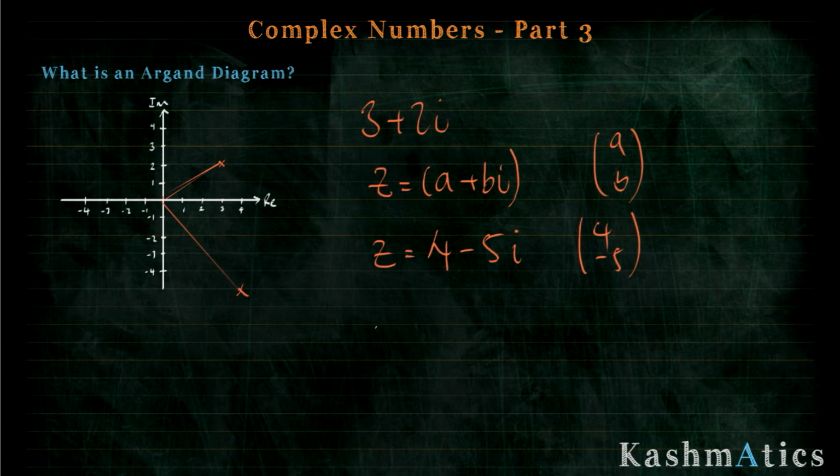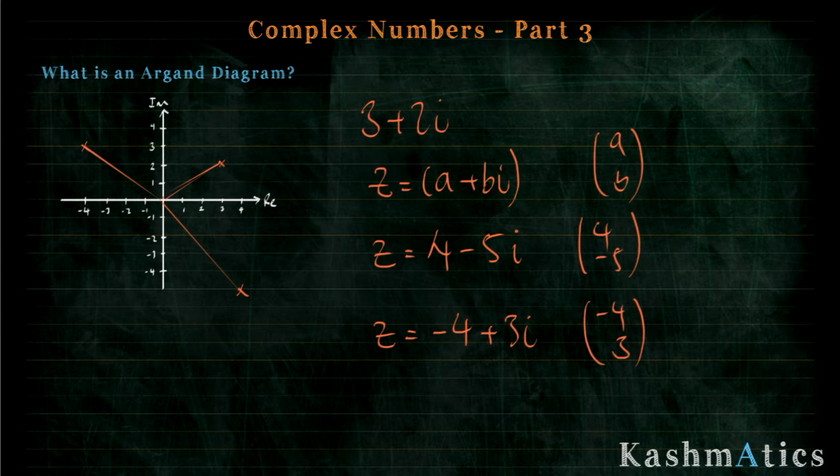Or if I had something like z equals, let's say, minus 4 plus 3i, I'd use the vector (-4, 3), and I go across to minus 4 and up to 3, so that's the point there. And that's that number represented on the Argand diagram.